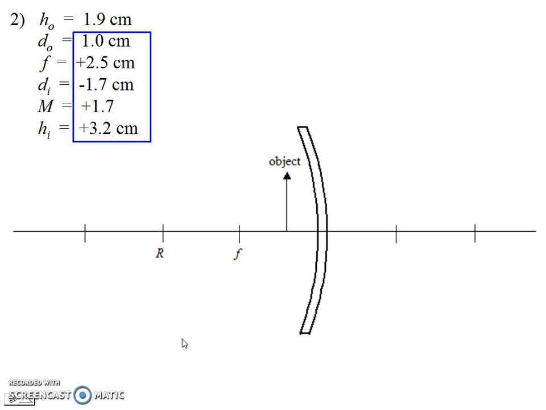So we should be getting these. We should be getting DI is negative 1.7, magnification is positive 1.7, HI is positive 3.2 centimeters. Please make sure you're putting your signs. These are not vector quantities, but the signs will help us make our predictions.